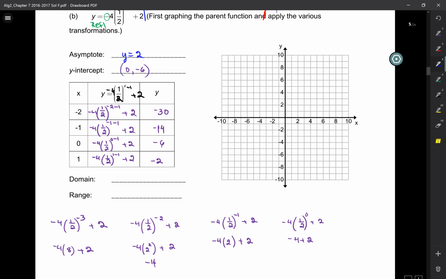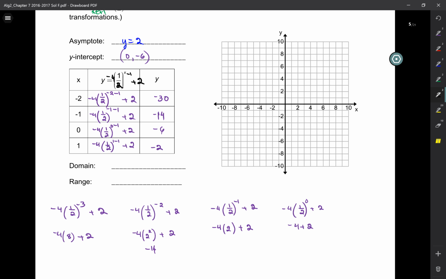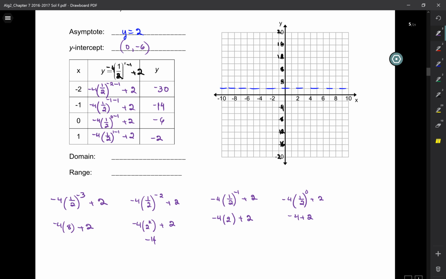Okay, let's try to graph this. So the numbers are really way too big. You know what? Let me change the values for the y-axis so we can get one more point in there. So let's make this 4, 8, 12, 16, 20, 4, 8, 12, 16, 20. Okay, so where is my asymptote? Y equals 2, right there. Now, at negative 2, y is negative 30. That's still way too much. I don't need to graph that one. I could leave that one out. But at negative 1, y is negative 14.